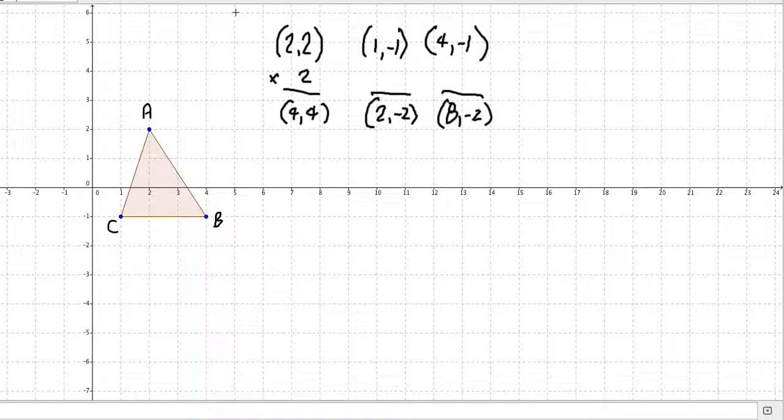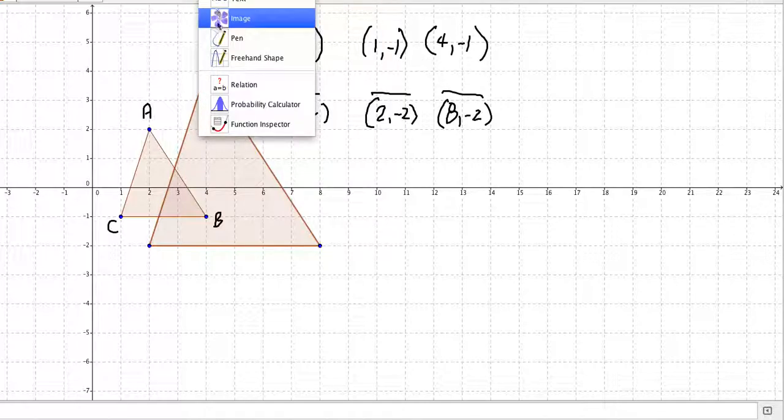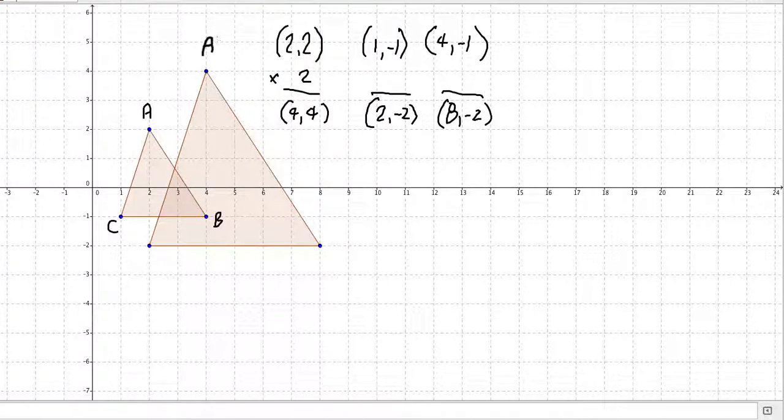Okay, so if I plot this again, look what happens. I have (4, 4), which is here. I have (2, -2), which is right here. And I have (8, -2), which is right here. So that's my new triangle from triangle ABC, and let me name this triangle A prime, B prime, and C prime.